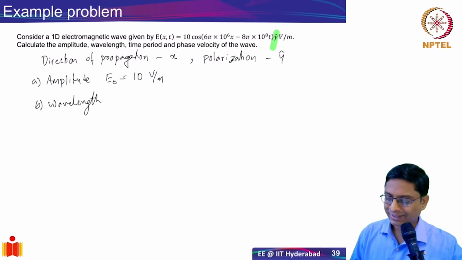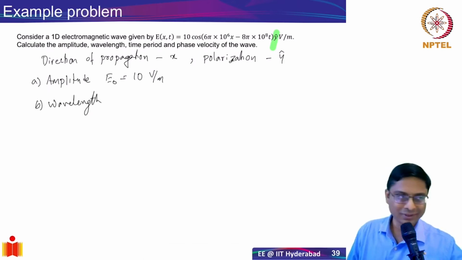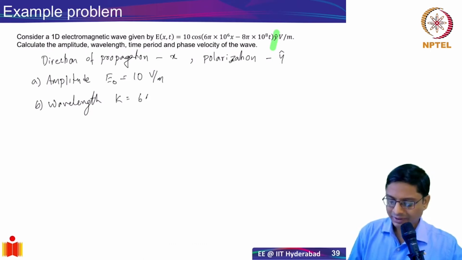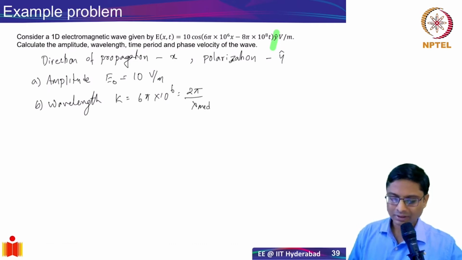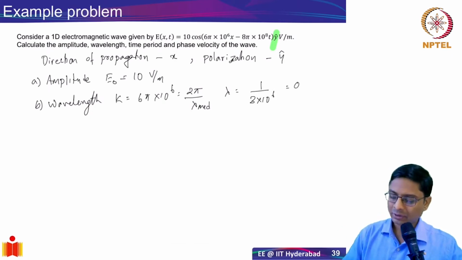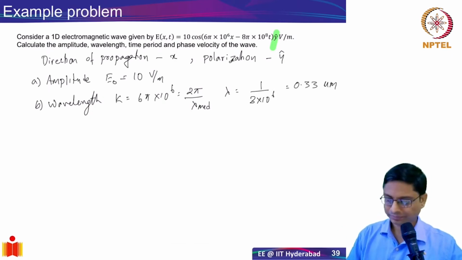There are multiple ways of calculating it. If you know the speed, then you can calculate from the frequency. But in this case, we are anyway given k. My k is given as 6 pi into 10 power 6. That k, we said, is 2 pi by lambda in the medium. So irrespective of what this medium was, lambda is going to be, if I cancel out 2 pi, 1 by 3 into 10 power 6. That turns out to be 0.33 micrometers. So the wavelength is 0.33 micrometers.